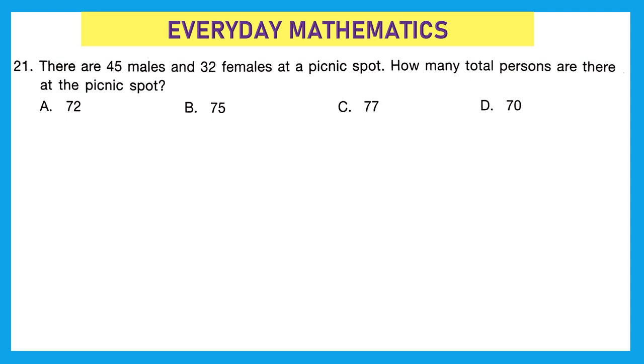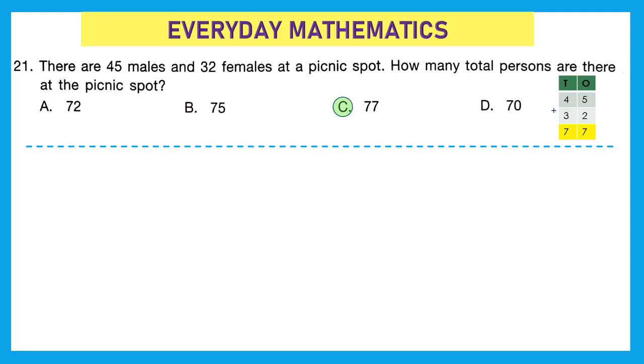Now we'll move to our next section, that is everyday mathematics. Question 21. There are 45 males and 32 females at a picnic spot. How many total persons are there at the picnic spot? So here the total number of persons is asked. That means we have to add the number of males with the number of females. Let's add them. 45 plus 32 is equal to, calculate, it's 77. So the correct option is option C.